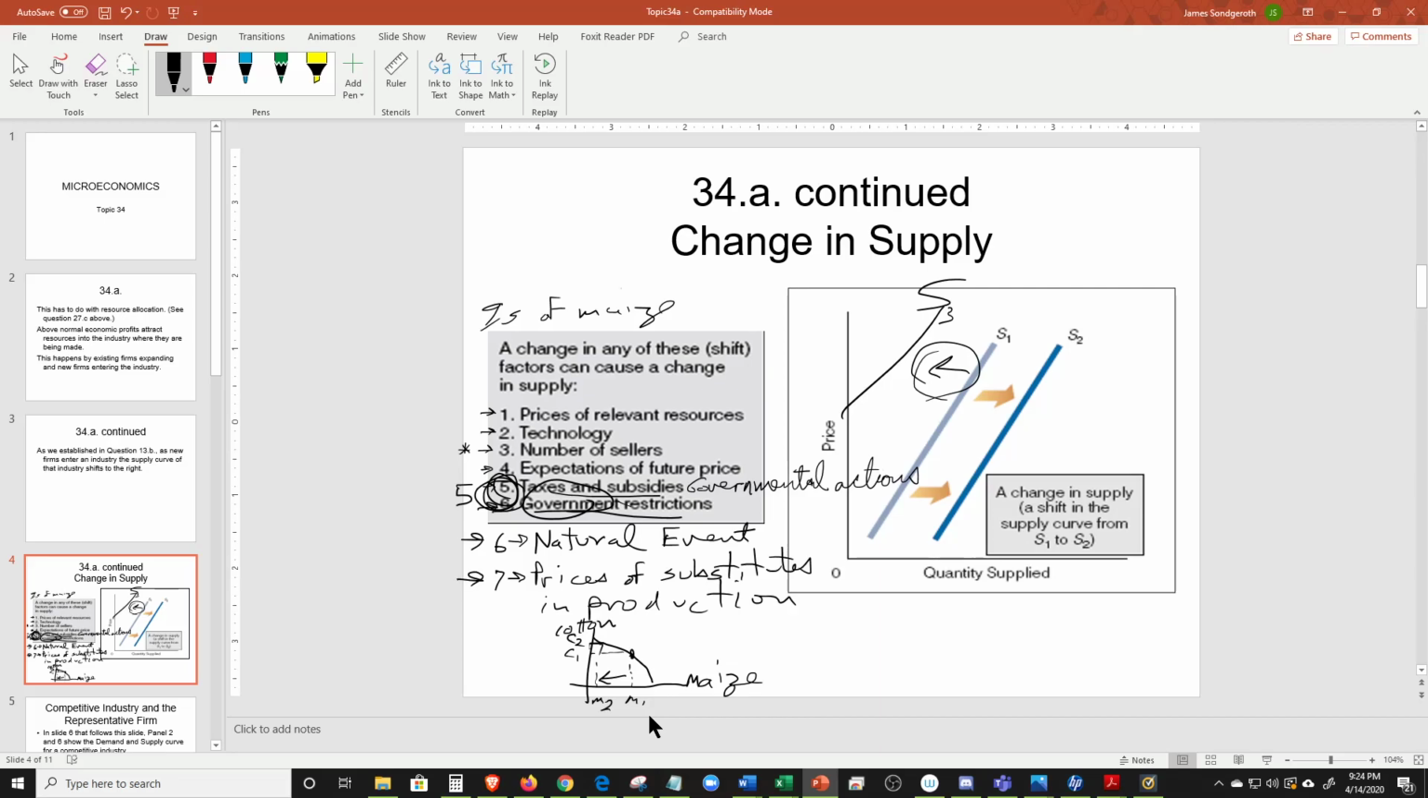All right, so I think that was it, that we had 8 altogether if we included the price of the good itself, which is right here. But these 7 are shift variables, and we are mainly concerned with this one right here. As the number of sellers or firms increases, it will shift the supply curve out. Okay.